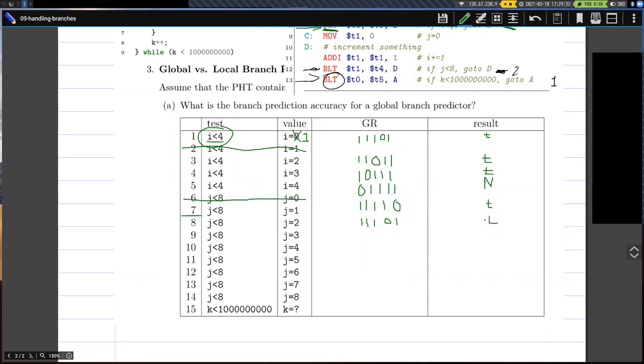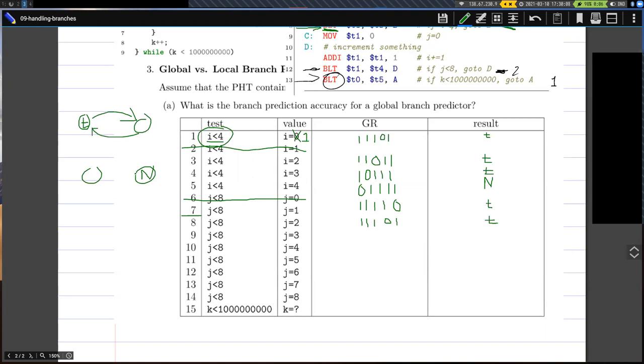So this one is taken as well, right? Since they're both the same result, let me draw our state machine over here. Let's call this taken, and we'll do this one as not taken. And just know that these are the weak versions of them, the corresponding ones.